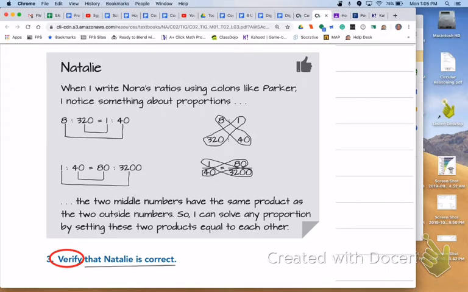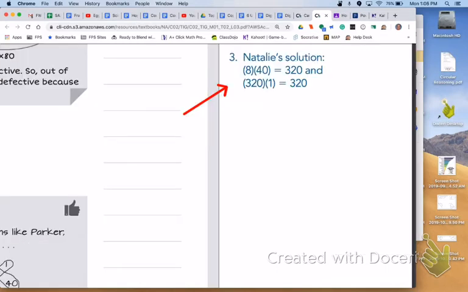Please answer number 3 with your group. For number 3, Natalie multiplied the two middle numbers and the two outside numbers and noticed that they had the same product. So she knew that she could solve any proportion by setting these two products equal to each other.